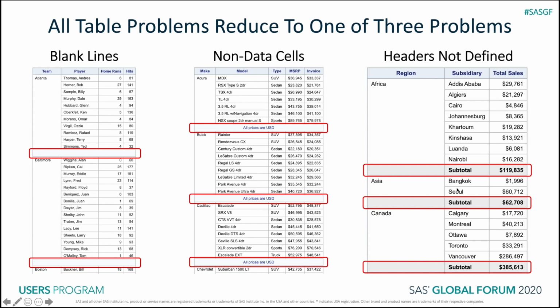However, let's say I was exploring the table and I started to read from the bottom up. I can read that I'm in Asia and that Seoul is $60,000. I push up arrow and I read that Asia and Bangkok is $1,900. And then if I push up again, all of a sudden I'm going to hear subtotal $119,000, when the last thing I heard was about Asia. So this is a piece of information that is data, but the headers are not defined properly for this cell. And so I, as a user, don't actually know what that $119,000 or that $62,000 or that $385,000 actually refers to. Which subtotal does that belong to?